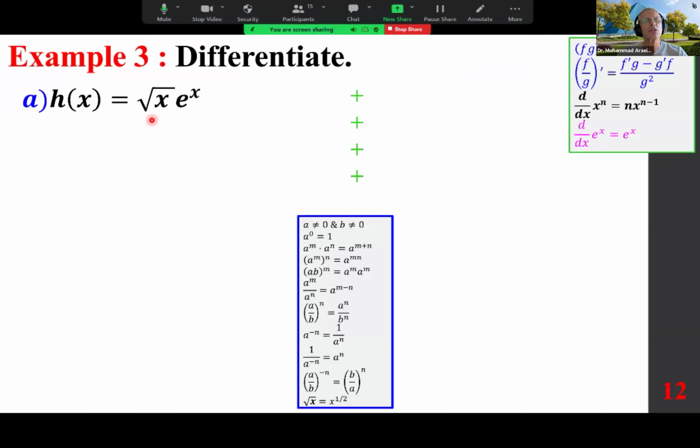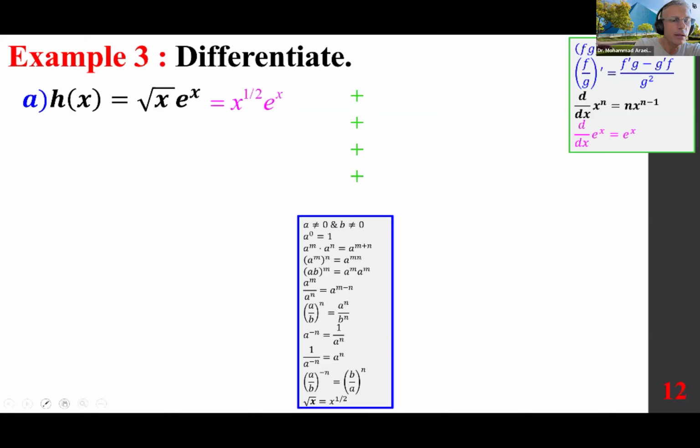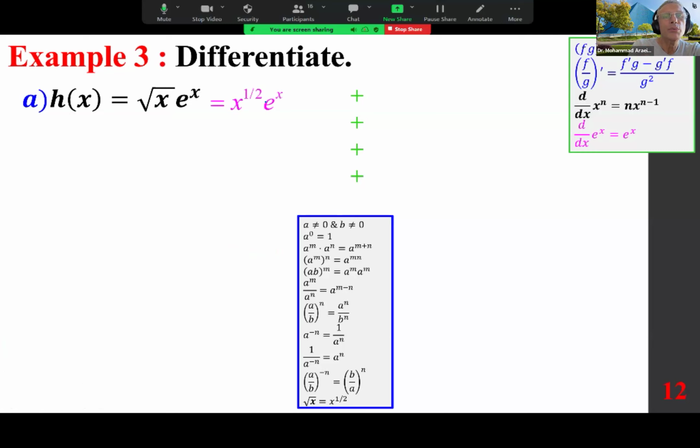h of x is square root of x times e to the power of x. To differentiate that, first and foremost, we change square root of x such that the power rule can be used. We change it to x to the power of 1/2. Then we put a raised dot in between. We call this the f function. We call this the g function. And now we can use the product rule.